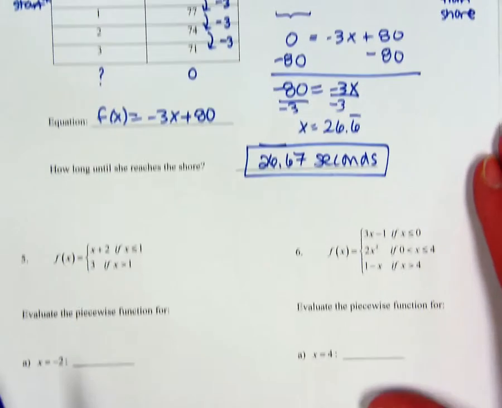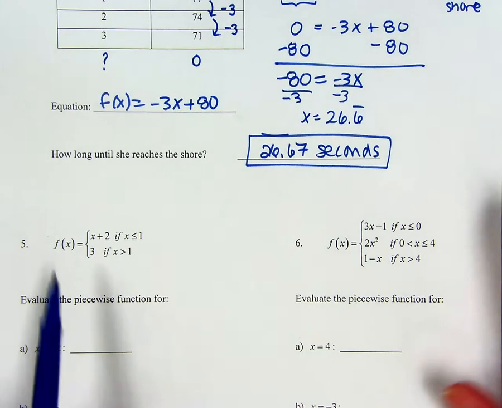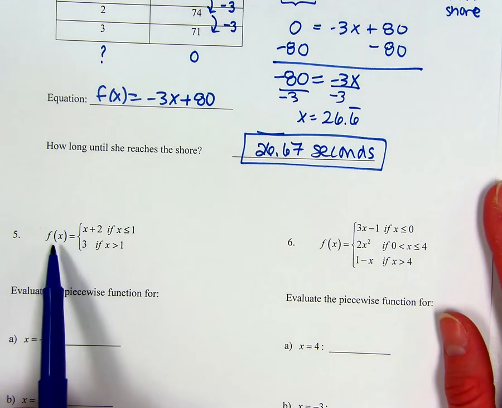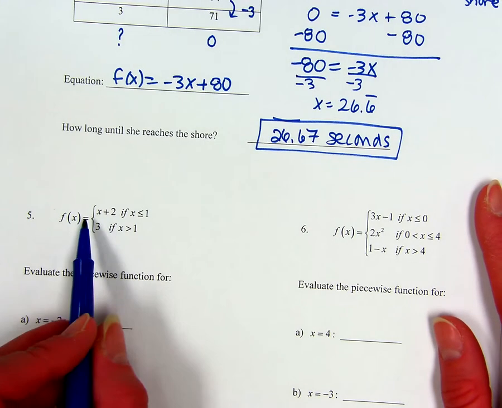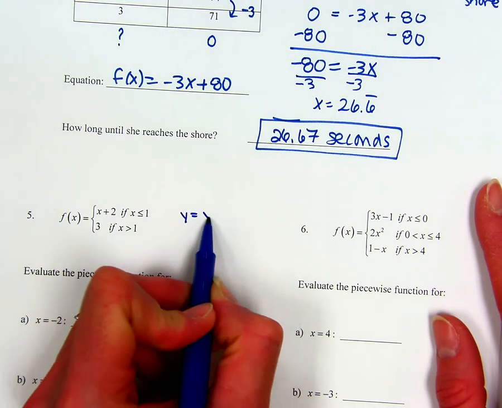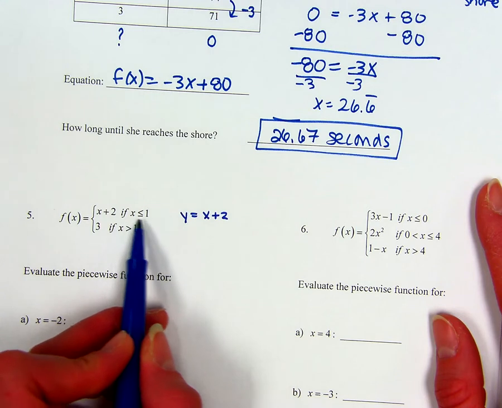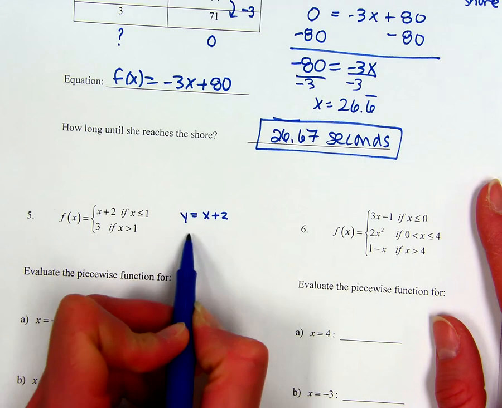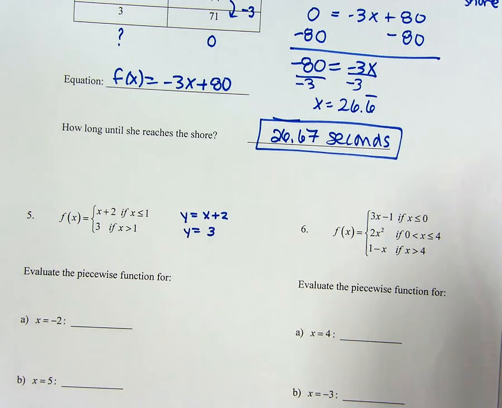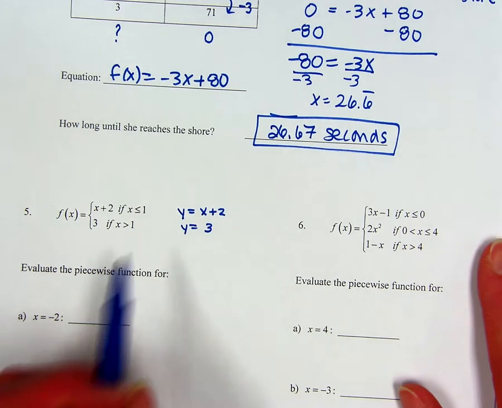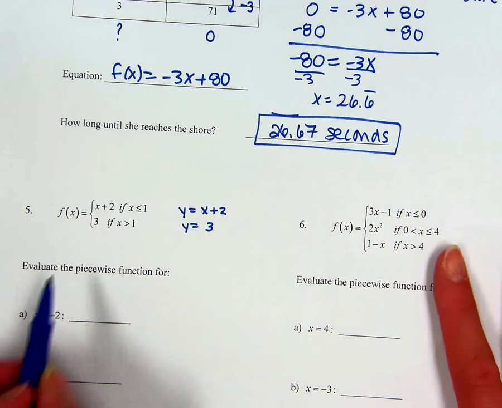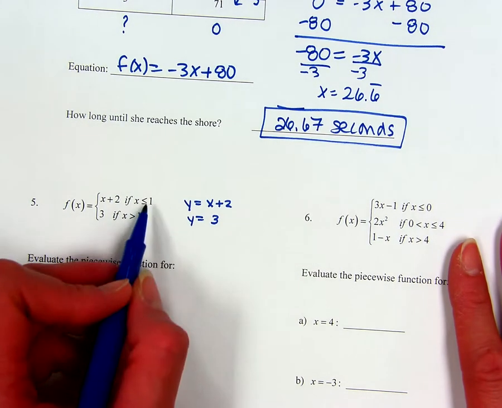All right, so this next part, this is using function notation. So when you see these, what you should look for, this is basically saying you have 2 equations. One equation is y equals x plus 2, but that only is going to occur if your x value is less than or equal to 1. The other equation is y equals 3. Excuse me. So this only occurs when x is greater than 1. So you have to choose which equation you're going to use. So when you see evaluate the piecewise function, this is 2 separate problems.